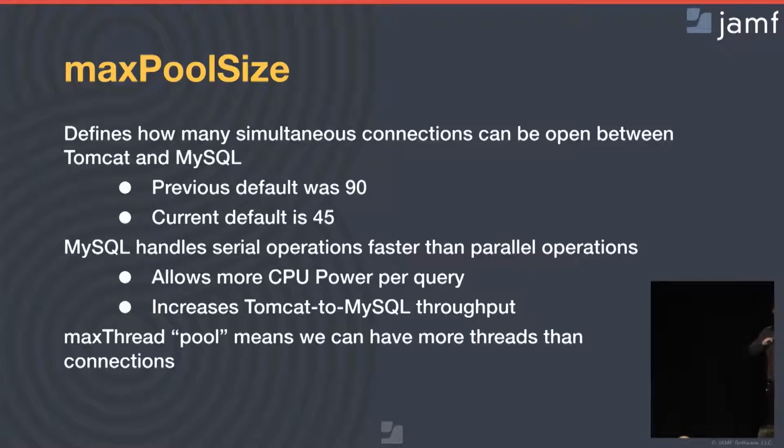Long story short, we found that by reducing the max pool size but increasing the threads, Tomcat was more performant. The MySQL database was more agile because it had fewer connections to worry about. Therefore, it could process those connections coming in and out of the database more quickly.